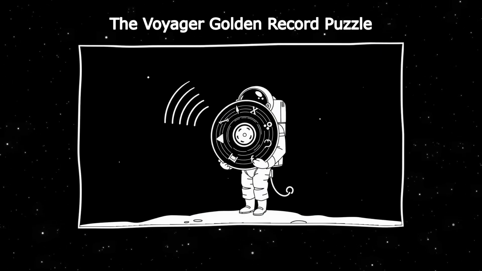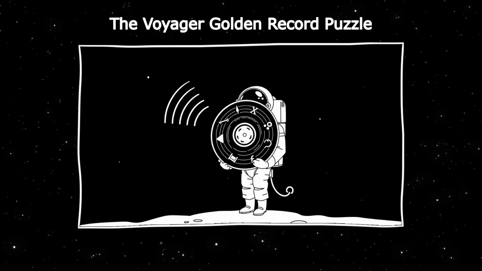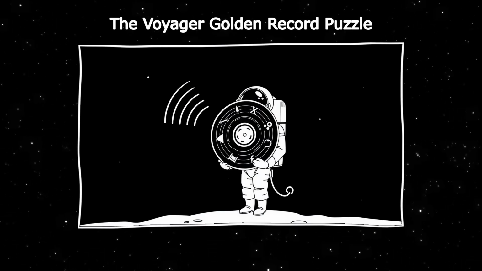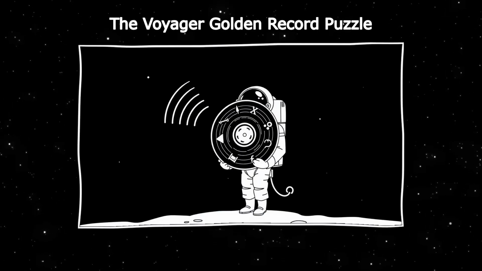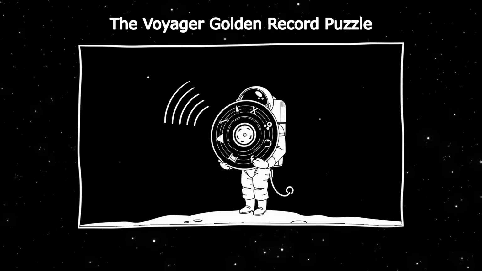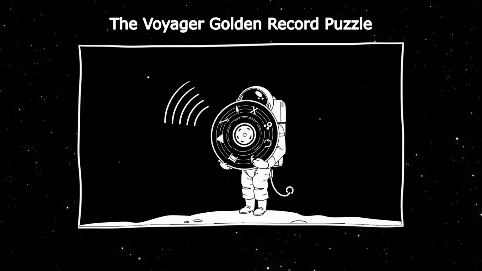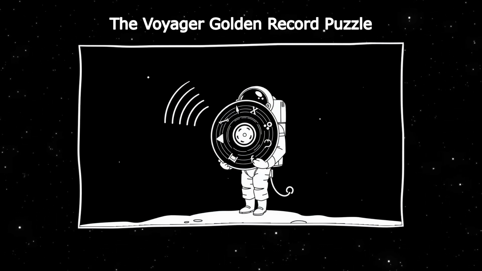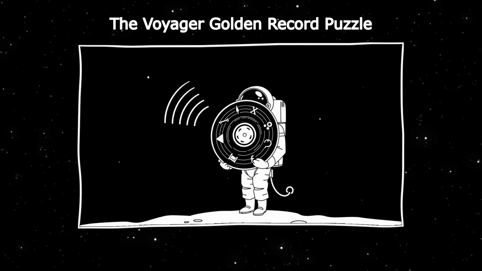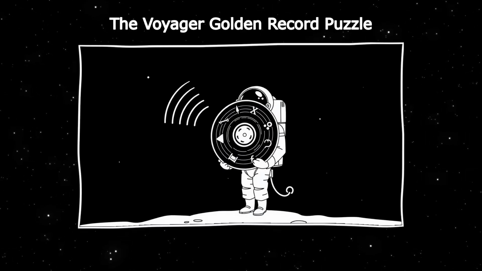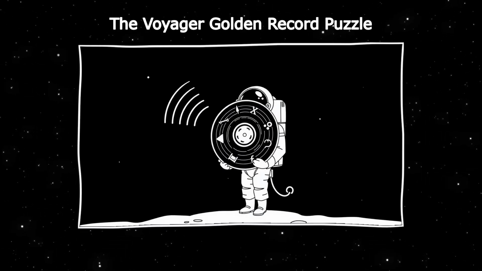In the vastness of space, a remarkable artifact travels beyond our solar system, a testament to human curiosity and our desire to connect with the cosmos. This artifact is the Voyager Golden Record, a phonograph record that was launched aboard the Voyager spacecraft in 1977. It contains an extraordinary selection of sounds and images curated to represent the diversity of life and culture on Earth. It serves not only as a time capsule for humanity, but also as a message to potential extraterrestrial civilizations.